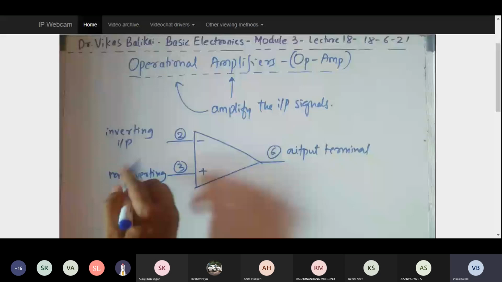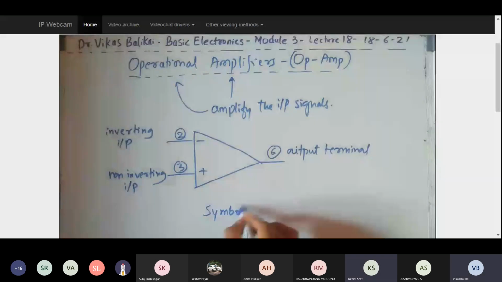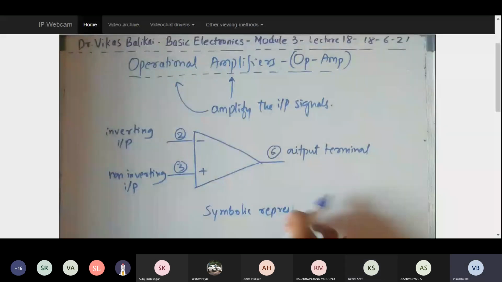So there are two inputs for any operational amplifier, and this is my symbolic representation. I'll try to show you what components will be present in this operational amplifier. But since you are only learning the applications of operational amplifiers, no need to worry or stress about the internal structure or how the entire entity of my operational amplifier works. Understanding the basic symbol and its application is more than sufficient at this level.